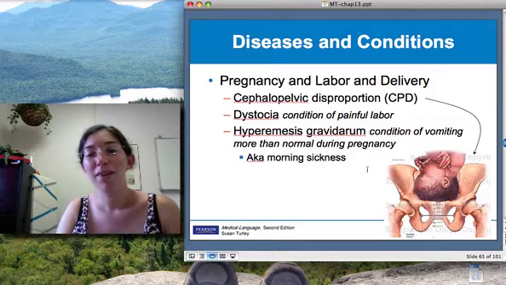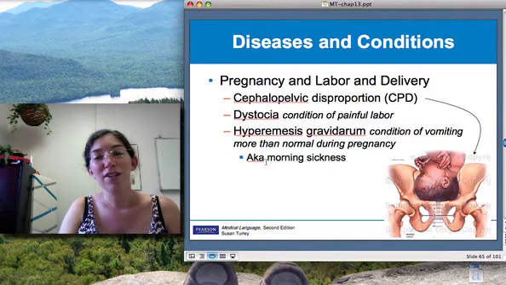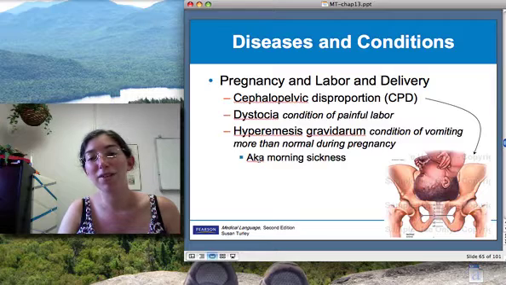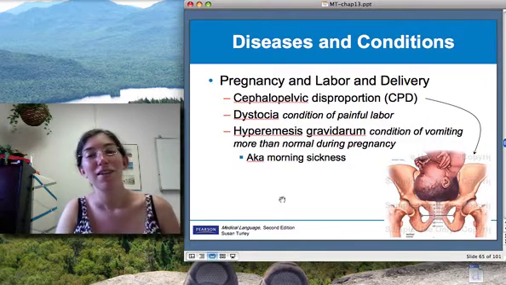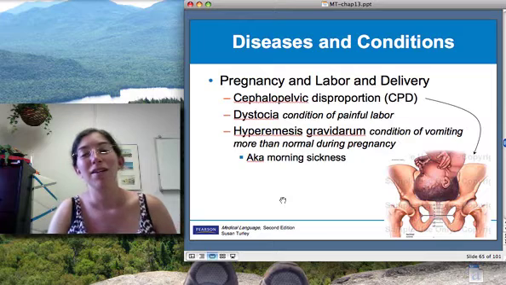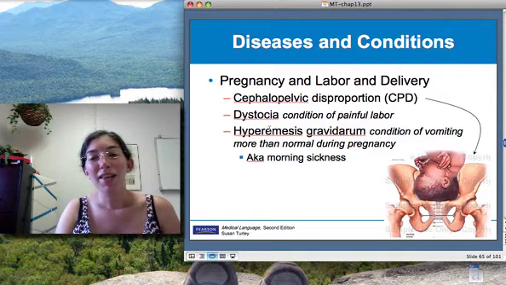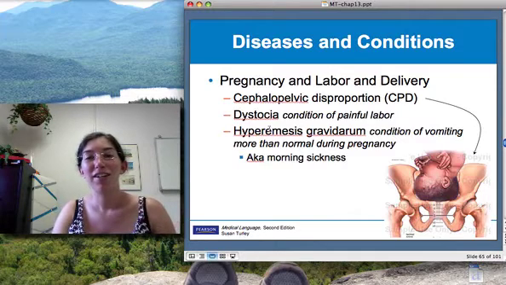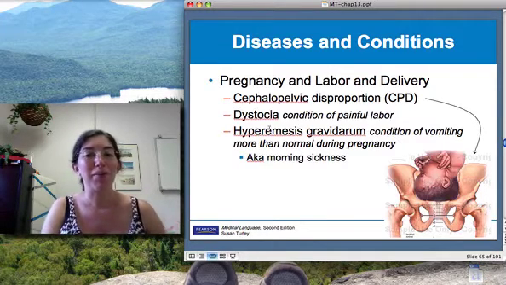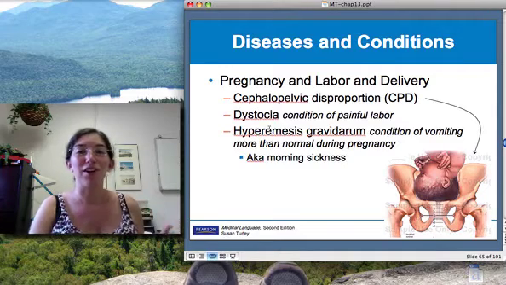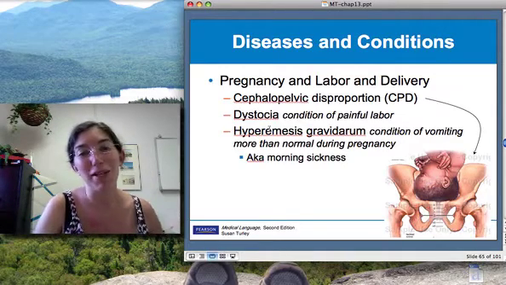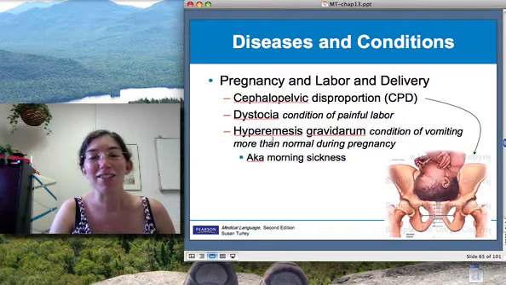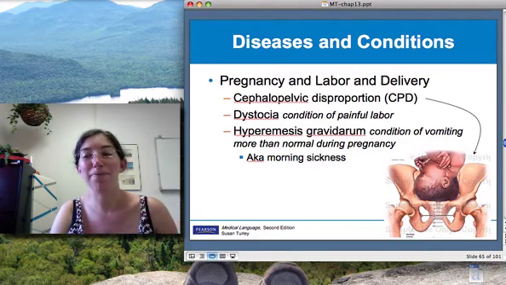Hyperemesis gravidarum. I used to think that this was just a fancy medical term for morning sickness. Excessive vomiting during pregnancy is literally what it translates to. Hyperemesis. Emesis means vomit. But I think that it means excessive morning sickness. So having a little bit of nausea would be morning sickness. But if you have so much nausea that you're constantly throwing up and you can't keep any food down, that would be severe morning sickness, or hyperemesis gravidarum.